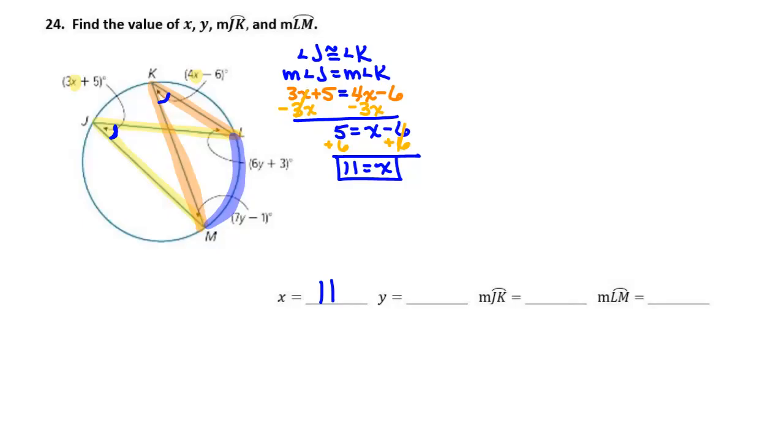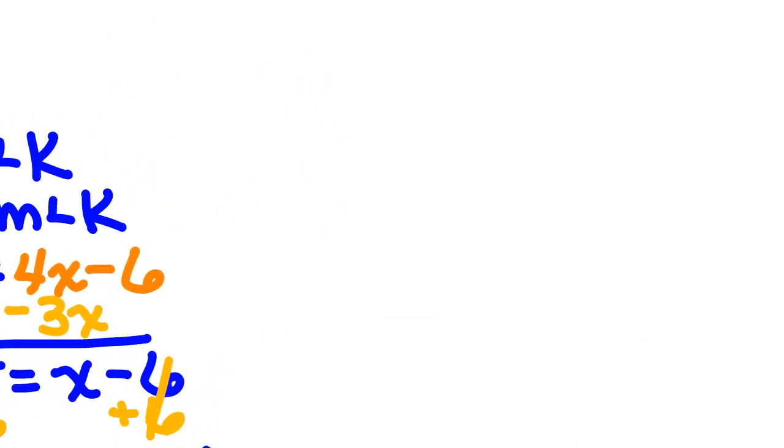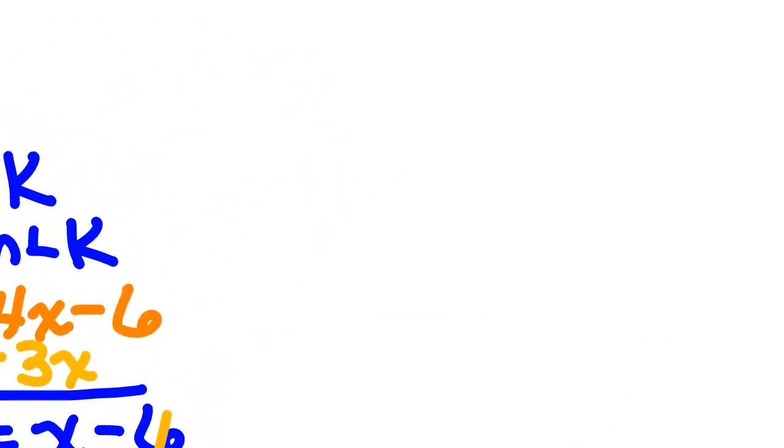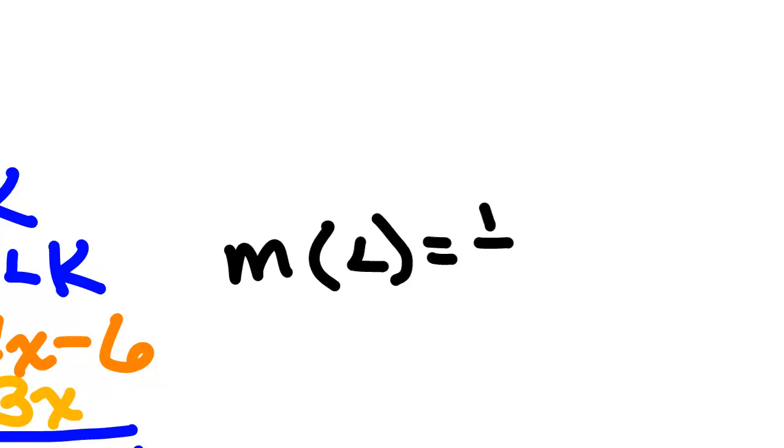They asked me to find arc LM, didn't they? That's the arc that's being intercepted by angles J and K. What kind of angles are J and K? They're inscribed. And when we have inscribed angles, the measurement of the angle is equal to half the measurement of the arc.